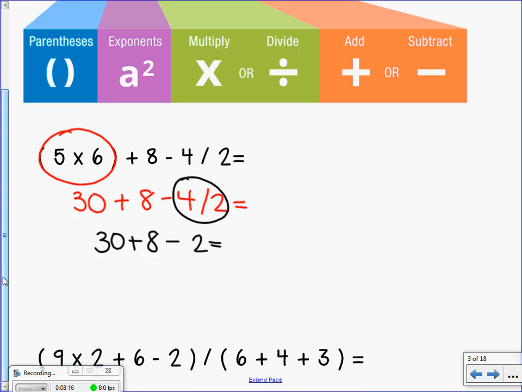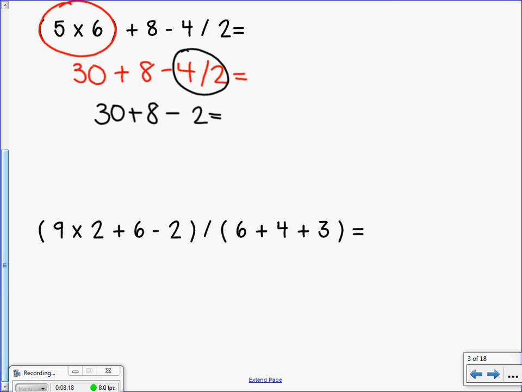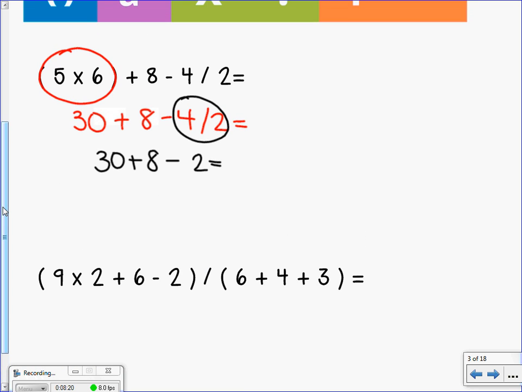Okay, now where am I at? So I did parentheses, I did exponents, I did multiplication and division. I'm all done. I don't have any more multiplication and division. So what am I left with? What are my last steps? Adding and subtracting. But, oh snap, I have both. Which one do I do first? Okay. Adding, you're right. Why?